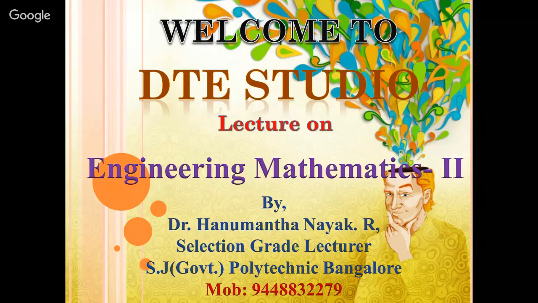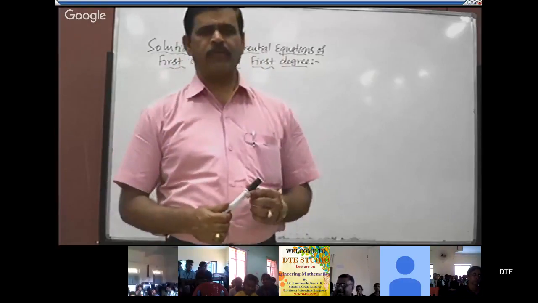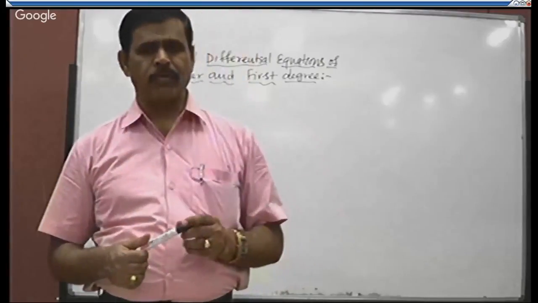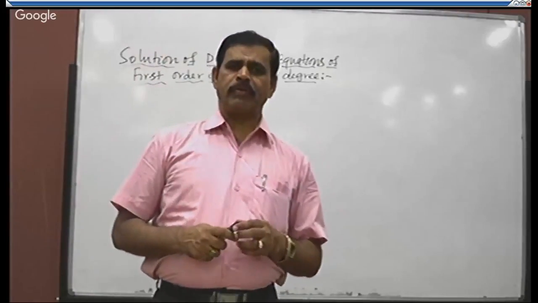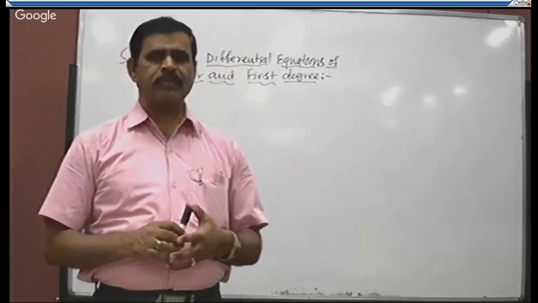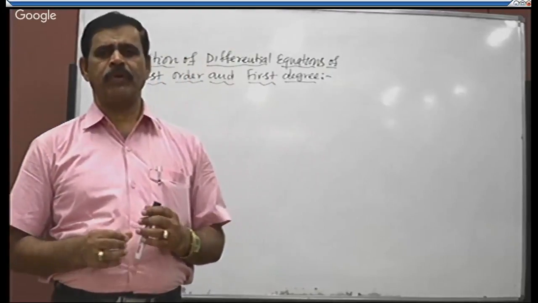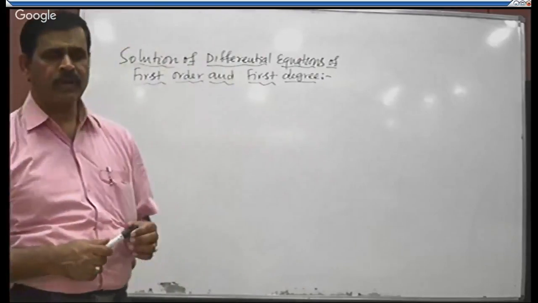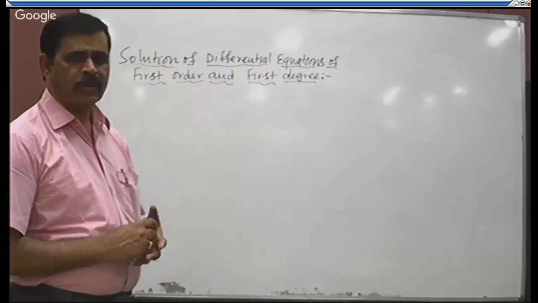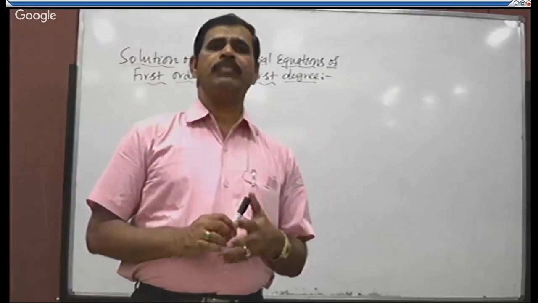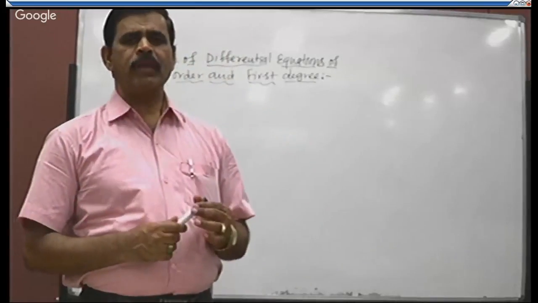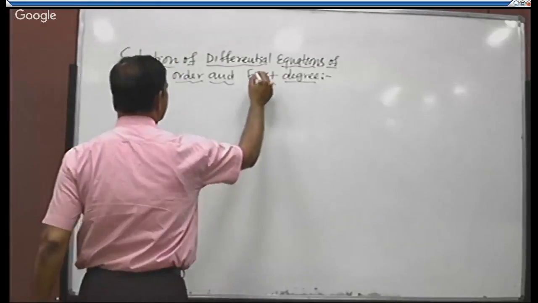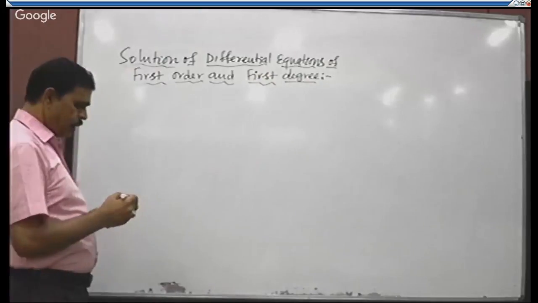So in the last class we discussed how to form a differential equation, what will be the order of differential equation and what will be the degree of differential equation. Today we shall discuss the solution of differential equation of first order and first degree. First order means it is having only dy by dx. First degree means the variables are only one. So that type of equations are called first order and first degree differential equation, right?